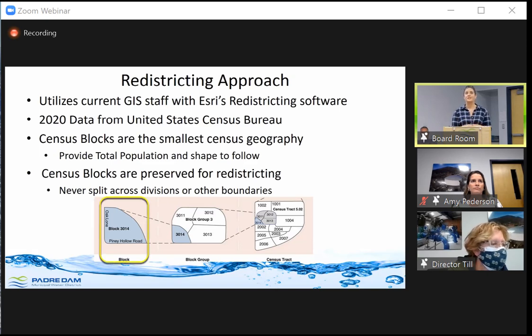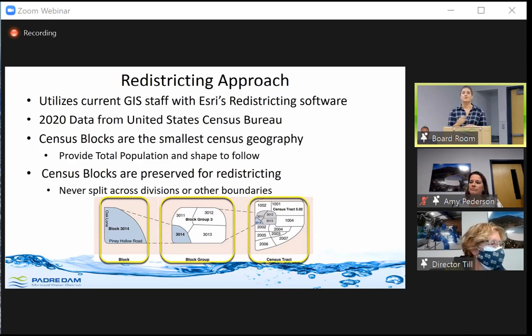Advance the slide, please. Here we see an example of one census block, and census blocks can be combined to form block groups. Advance once, and then one more time, and we'll see an example of census tracts, which are groups of block groups. For the scale of our district, blocks and block groups will be incorporated. Next slide, please.